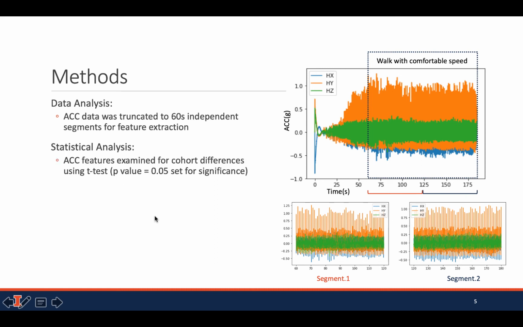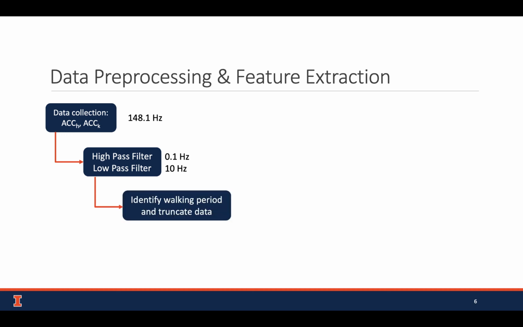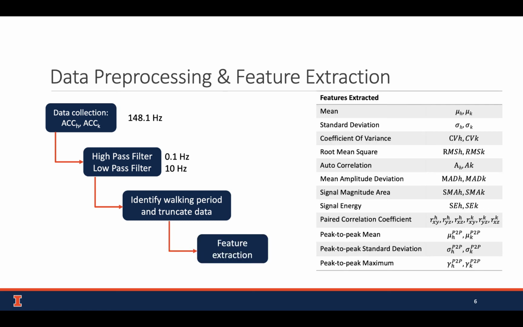For statistical analysis, we examined acceleration features for cohort differences using a t-test, where a p-value of 0.05 was set for significance. For data processing and also feature extraction, we followed the following steps. First, data was collected in the hip and the knee at 148.1 Hz. We then applied a high-pass filter of 0.1 Hz and a low-pass filter of 10 Hz to remove both drift and also high-frequency noise. We then identified walking periods and truncated the data into the 2 independent segments, and then carried out feature extraction.